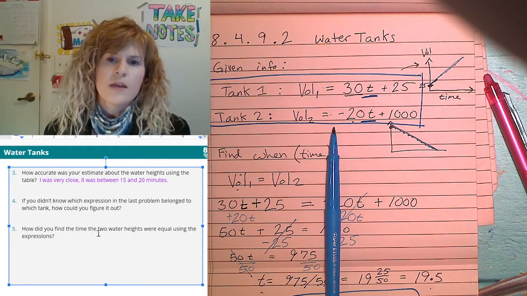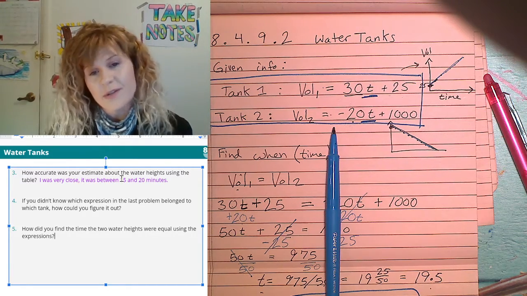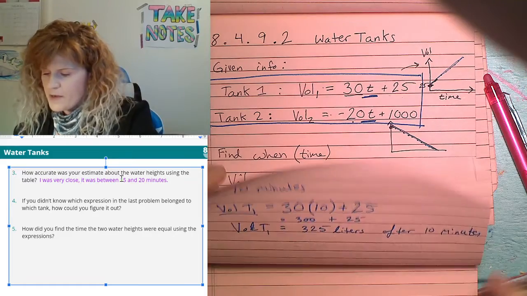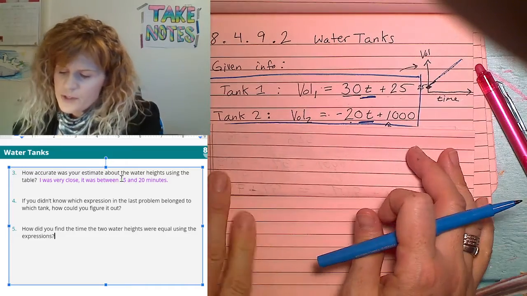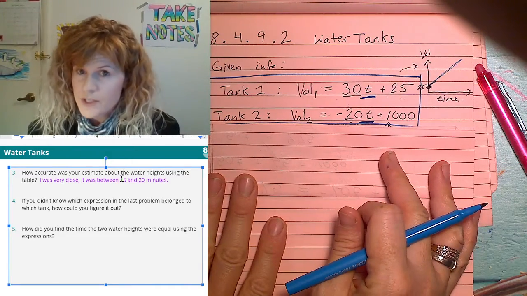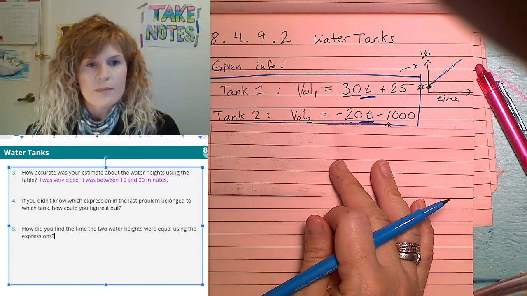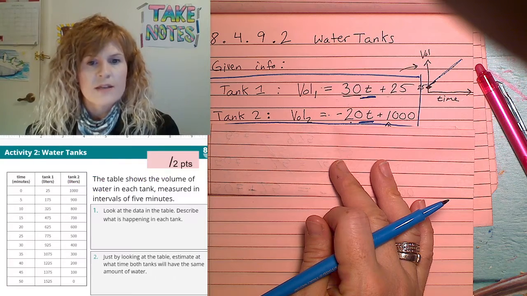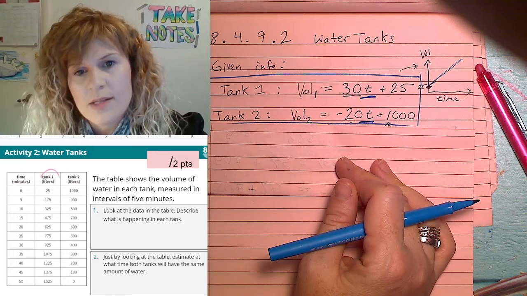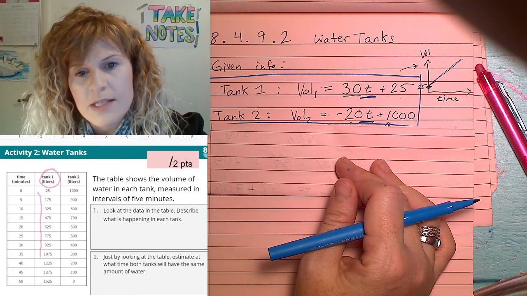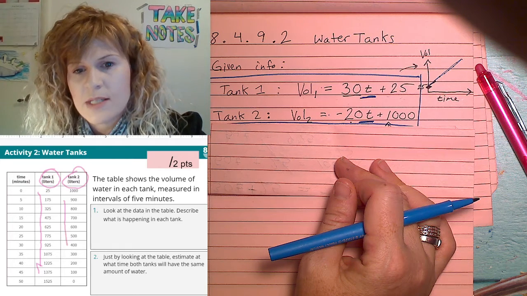Number 4. If you didn't know which expression in the last problem belonged to which tank, how could you figure it out? Okay, look back at my paper here. So now they're talking about these 2 equations again. How could you figure out which one belonged to which tank? Remember that in the data table, we were able to see one tank's volume is increasing while the other tank's volume was decreasing. We saw that tank 1's volume is increasing as time goes, but tank 2's volume was decreasing.